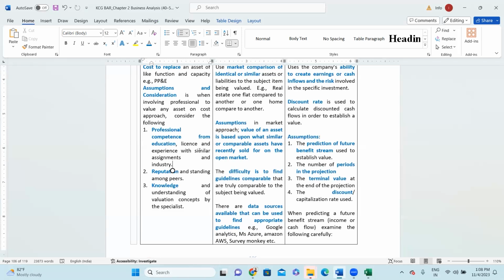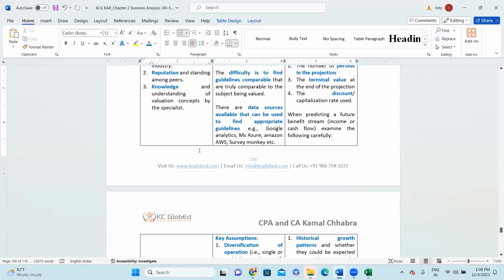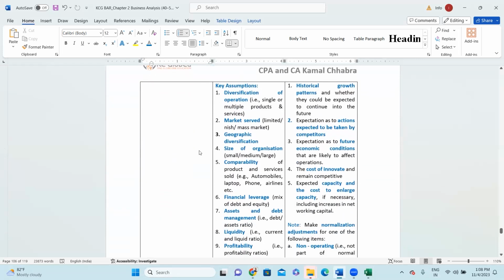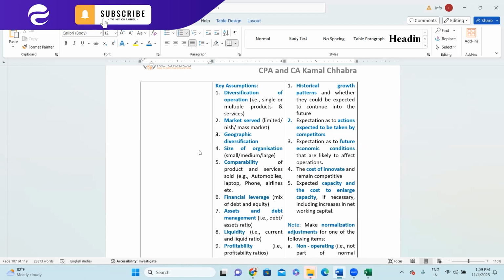When predicting the future benefit stream, income or cash flow, examine the following carefully. So what all things you need to keep in mind carefully when you are using the income approach? The first is historical growth pattern, right? How much year over year the company is growing and whether that could be expected to continue into the future, right? So the first one is historical growth pattern.